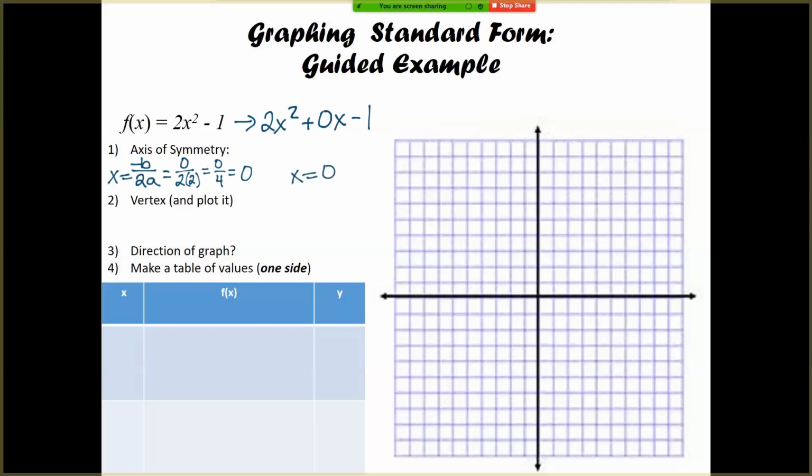That x value is also the x coordinate of my vertex. So I'm going back and I'm going to plug in 0 to find the y value of my vertex. So 2 times 0 squared minus 1. Well, 0 squared is 0, 0 times 2 is 0, minus 1 is just -1. So my vertex is the ordered pair (0, -1).